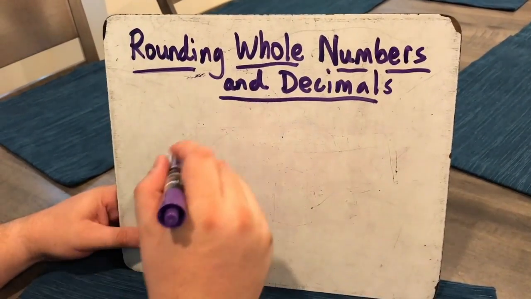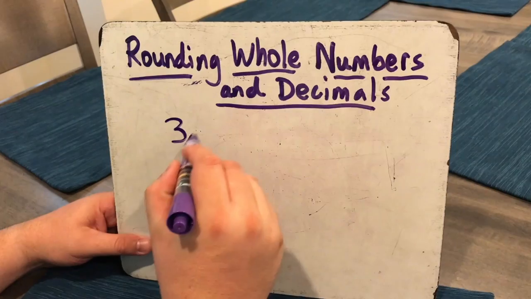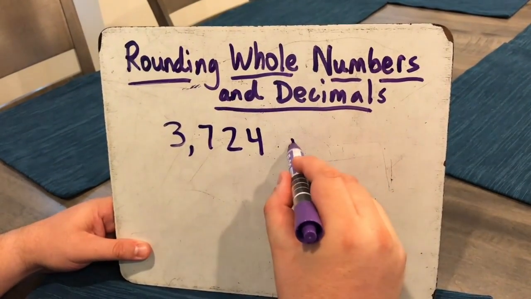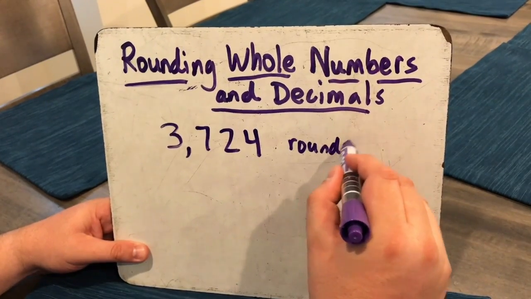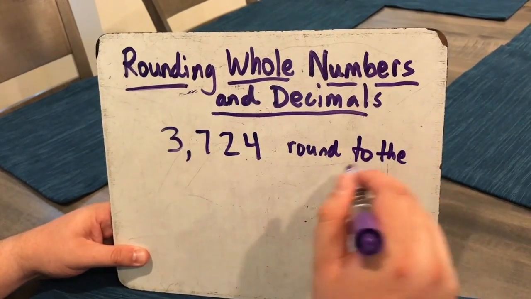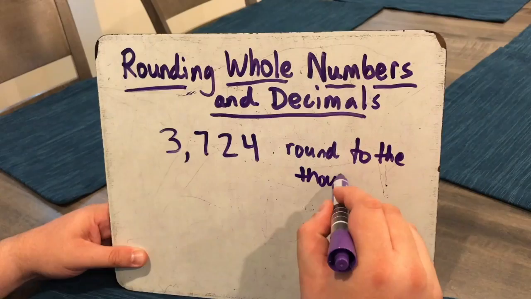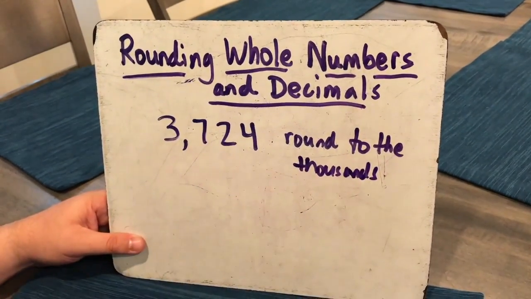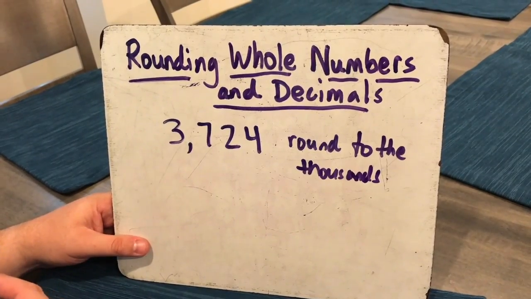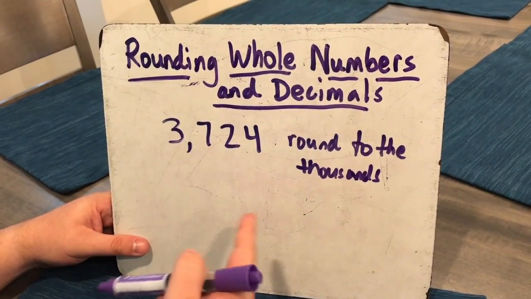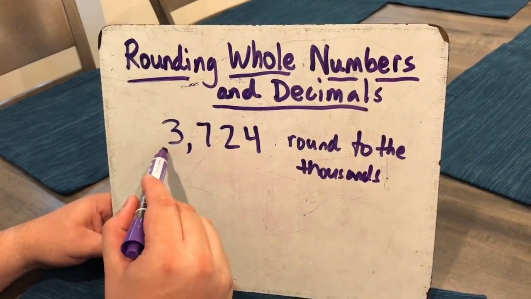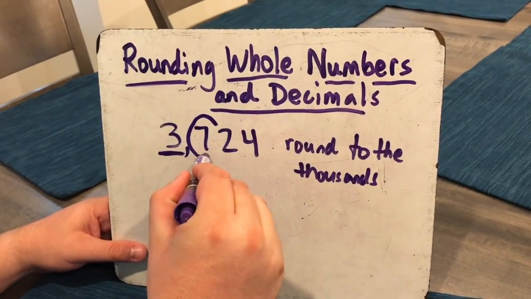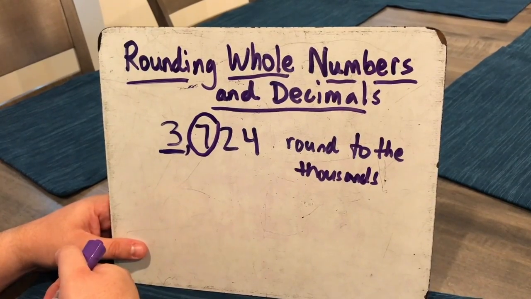So let's do a whole number first. Let's say I have the number 3,724, and I need to round to the thousands place, okay? So round to the thousands place. The first thing you need to do is actually go to the number that's in that place that it's asked you to round to. So in this case, it's the thousands. I'm going to underline the number in the thousands place. I'm going to circle that number next door, okay?